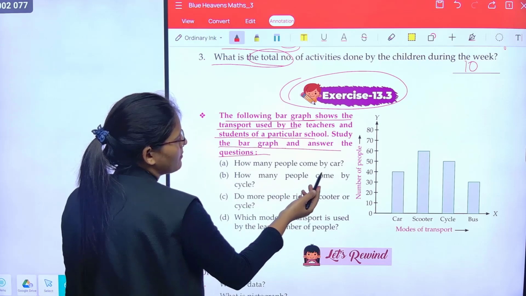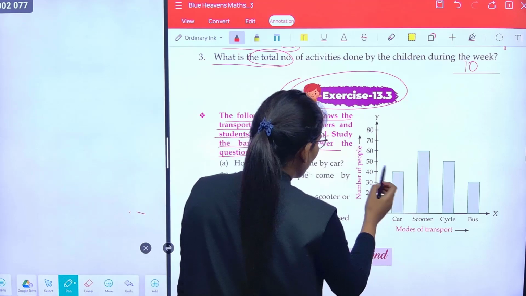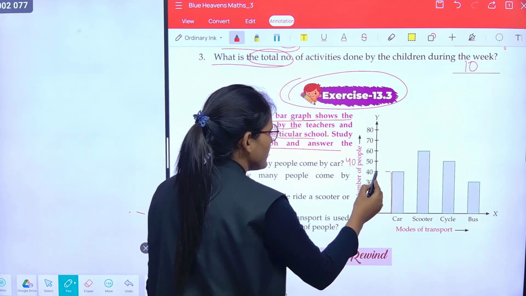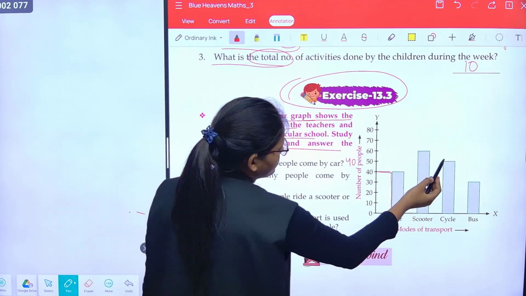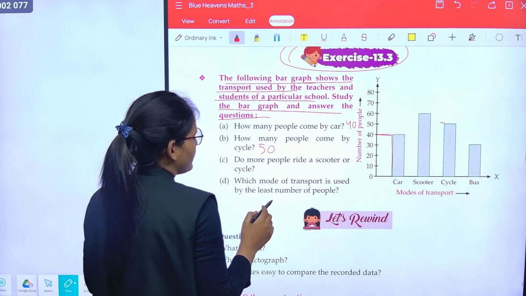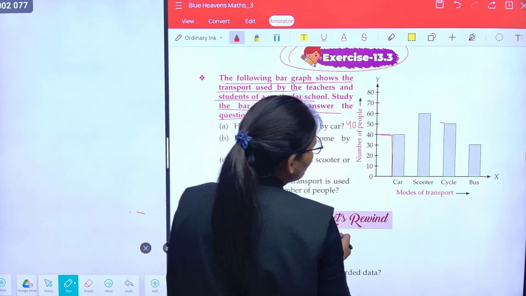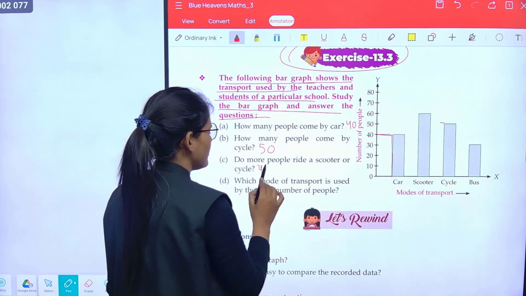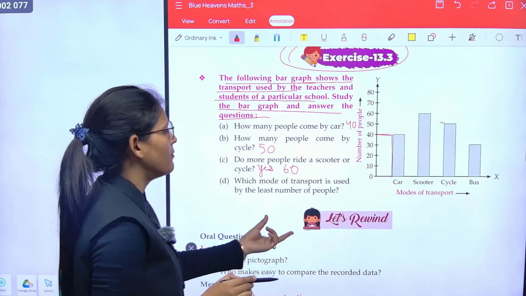How many people come by car? How many people, class? 40. Understand? Car represents 40. Now, how many people come by cycle? 50 people come by cycle. And how many ride a scooter? 60. Yes, 60 people.